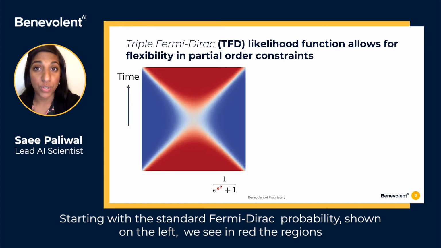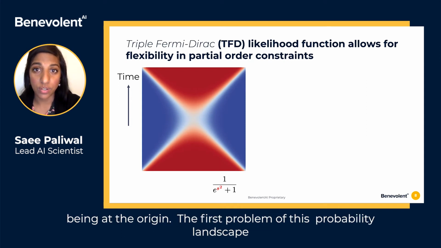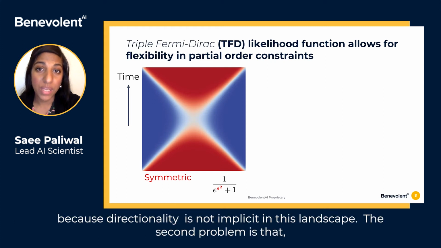Starting with the standard Fermi-Dirac probability shown on the left, we see in red the regions of high probability and in blue the regions of low probability, with one of the nodes being at the origin. The first problem of this probability landscape is that it's symmetric in time, which is an issue if we want to encode directed graphs, because directionality is not implicit in this landscape.